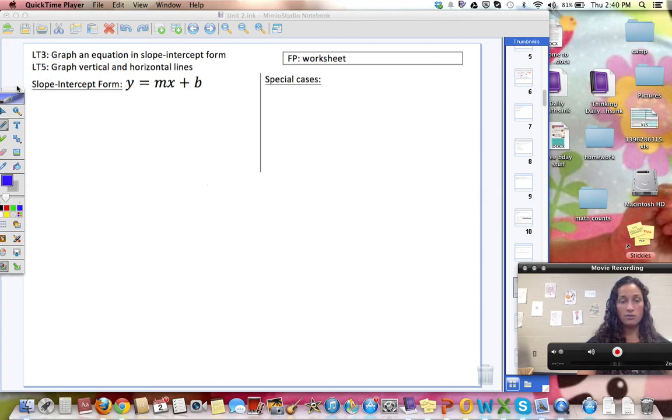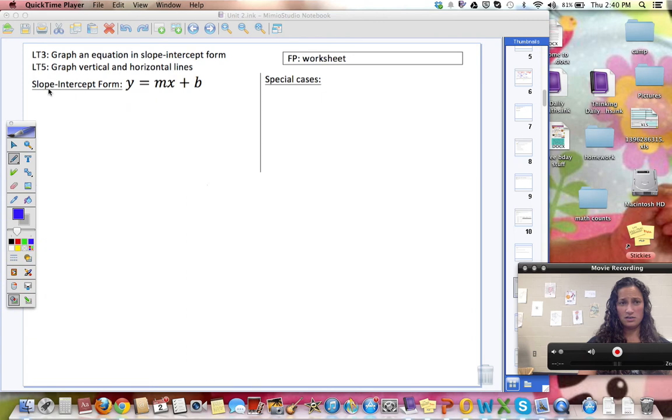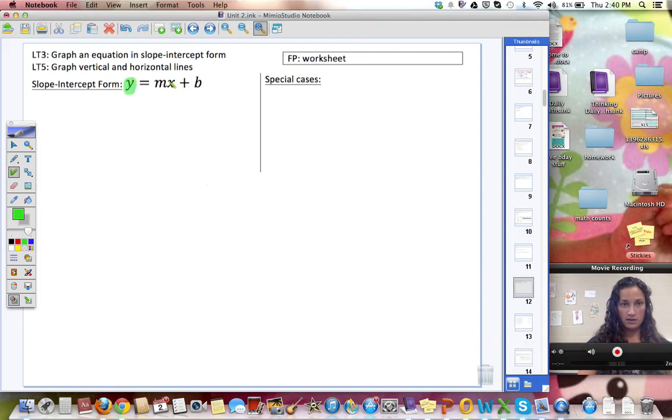So Learning Target 3, the main thing is slope-intercept form. Slope-intercept form is always in the form y equals mx plus b. This is that little foldable that we have written down, and it says slope-intercept form. Just a couple of things, highlight, here we go. Here we still have our independent and dependent variables, x and y.